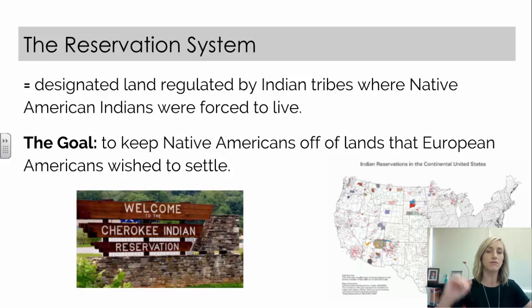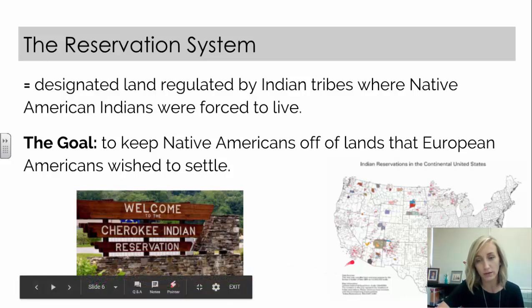They were physically forced off of their native land and put on these much smaller, albeit large acreage, but still smaller, areas of land. The goal was to keep Native Americans off of lands that European Americans wished to settle. And then this map over here just shows you where those reservations were. The Native American Indians used to have free reign of all of this land, right? And they used it well, for that matter, right? They lived off the land, and now they can only live in these very small pockets.